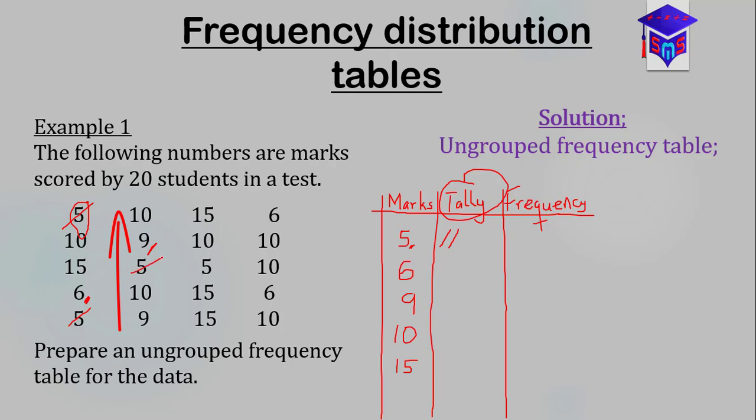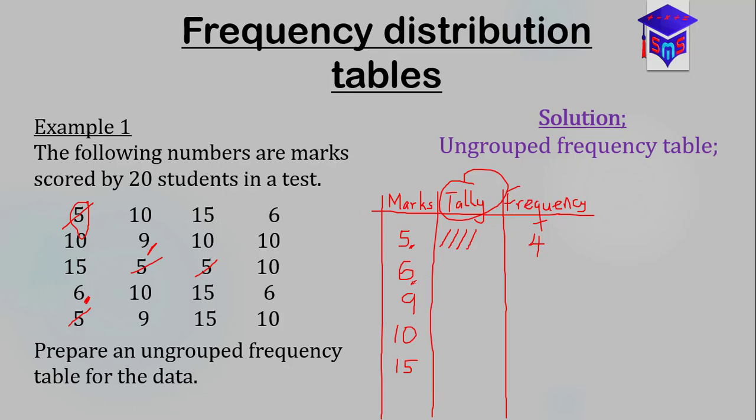This is the third 5. Put a stroke over here to represent the third count of 5. Then you continue like that. This is another 5. You put another stroke over here to represent the fourth count of 5. Then you continue like that. Looks as if that is the last 5. When you finish, you come and count the number of strokes, which is called the tally. How many are they? 1, 2, 3, 4. Then you write it as your frequency. That means the frequency of 5 is 4. Good.